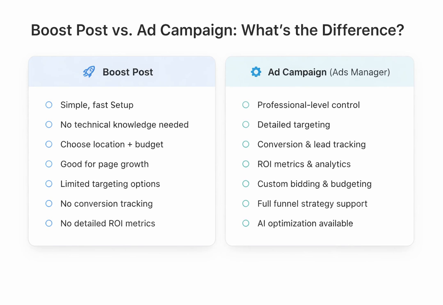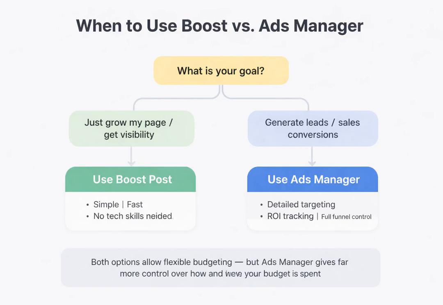You don't get detailed targeting, you can't track conversions or leads properly, and you have no real idea about your return on investment. On the other hand, running a full ad campaign through Ads Manager is a professional level tool. You get detailed audience targeting, conversion tracking, lead generation capabilities, full ROI metrics, custom bidding strategies, and even AI-powered optimization. If you want to build a real strategy for traffic, sales, leads, or funnel building, Ads Manager is the way to go. So when should you use each one?